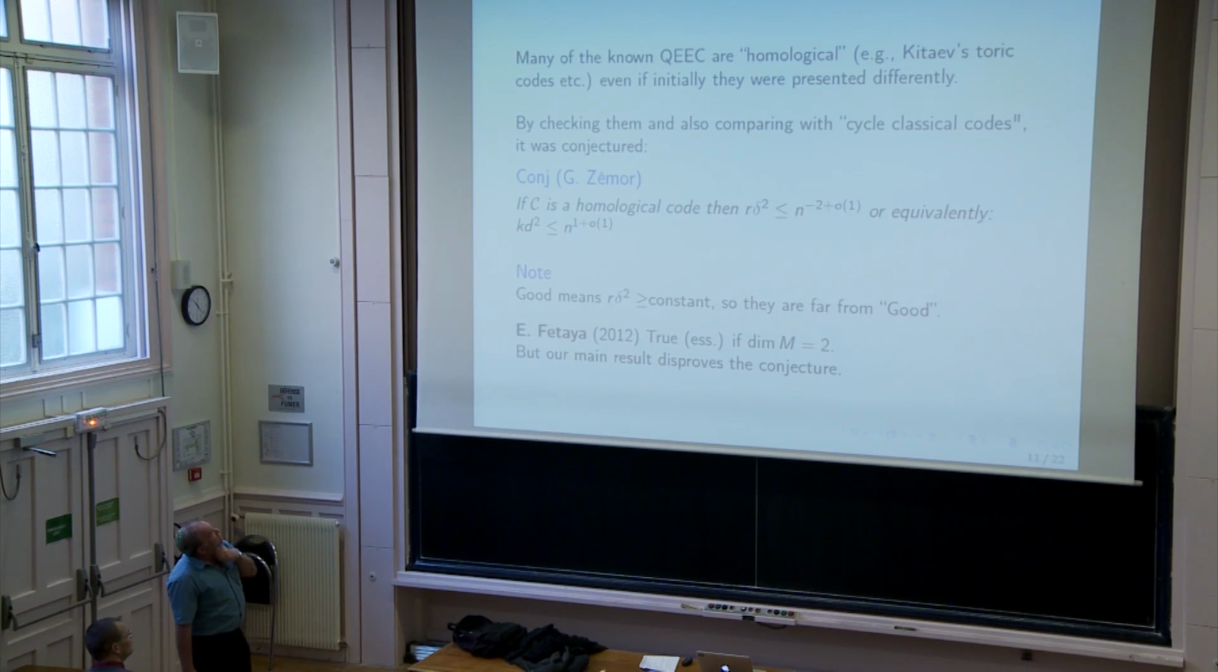which is very disappointing, because if we want them to be good codes, then K should be a constant times n, D should be a constant times n, so it should be something like n cubed. And he said that, oh, no, they are very nice in quantum.